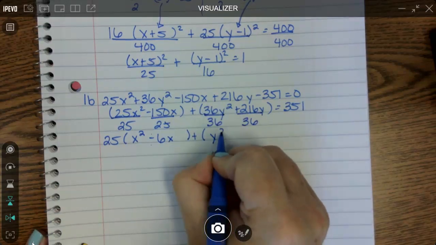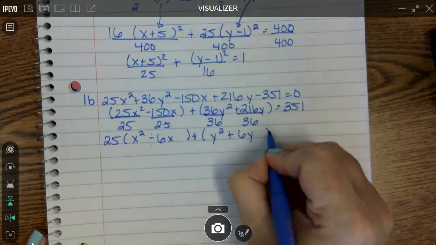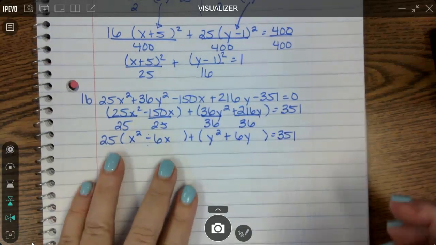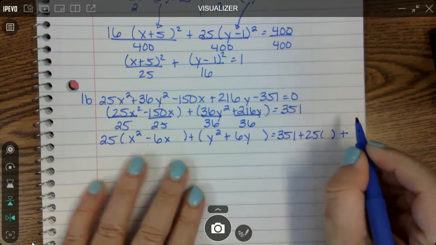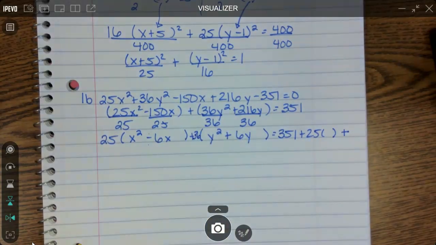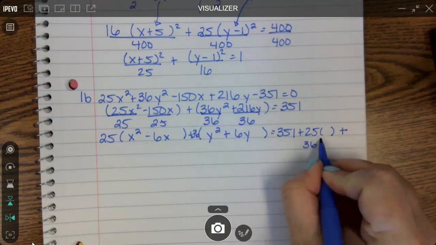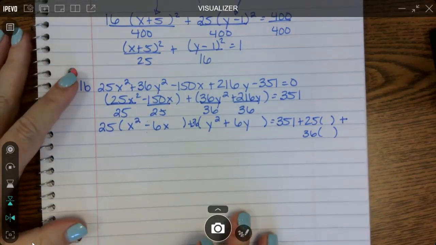And we're going to get y squared, and this reduces to 6y. 351. And remember, our sides need to match. So we need 25 times something plus, ooh, shoot, I forgot my 36. I am so sorry about that. You see, you got to be careful. Ooh. At least I caught it. I forgot, but caught it. You know, mistakes do happen.